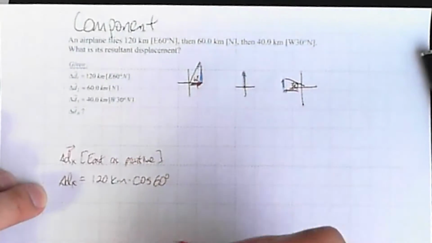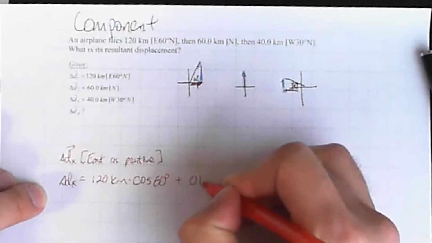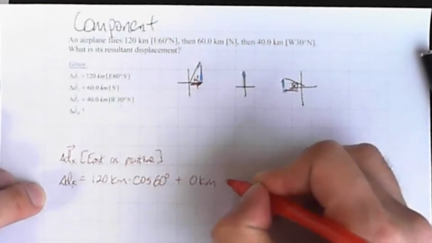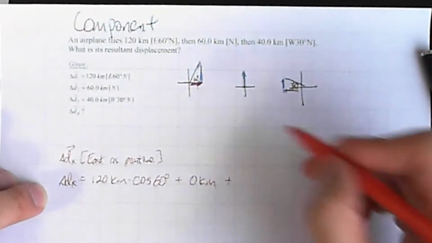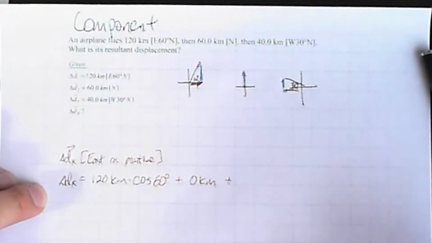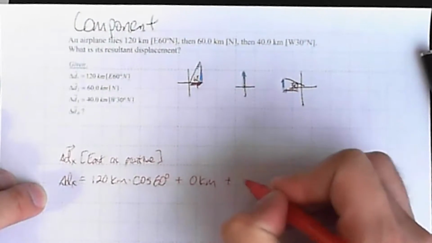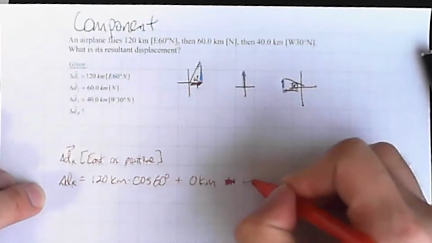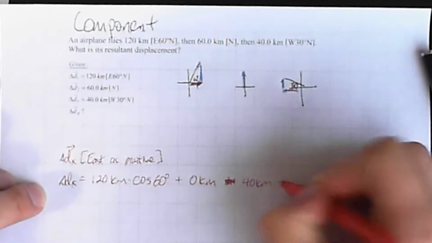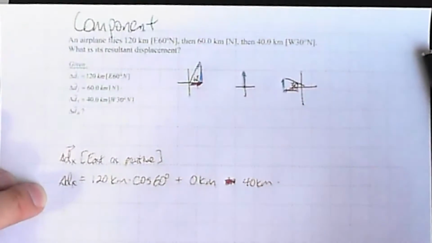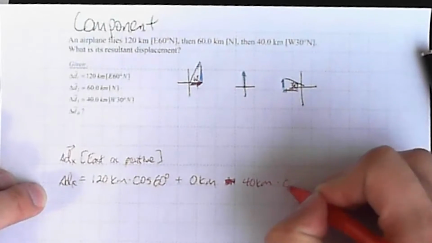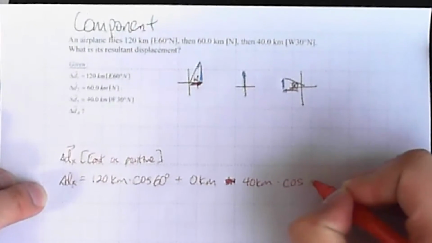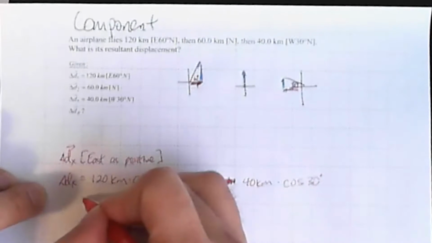The second vector is nothing, so we don't need to add it at all. I'll just put a 0 kilometers just so that we know that we took care of this one here. And the last one is not a plus, but it needs to be a negative as we're facing towards the west. So that will be negative 40 kilometers times, again, 30 degrees is adjacent to the horizontal component, so that's why you choose the cosine again. So the cosine of 30 degrees.